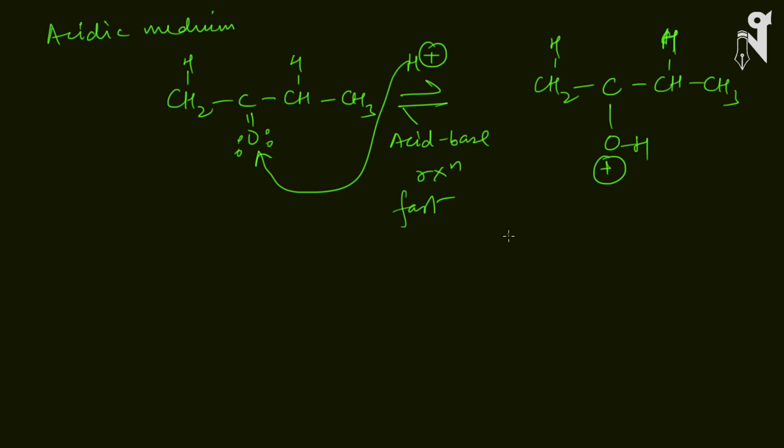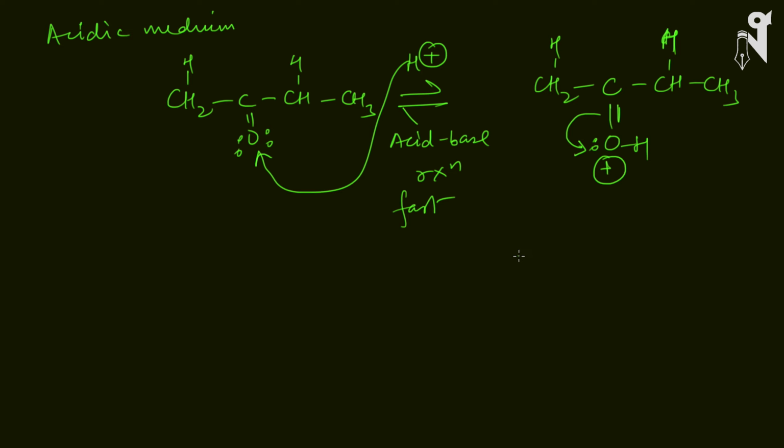Now this oxygen has a pair of electrons and one positive charge, which is not acceptable for this oxygen. And what this oxygen will do, it will forcefully try to form a pi bond. I think I have made a mistake. There is a double bond over here. So yeah, this oxygen will try to break the pi bond like this.